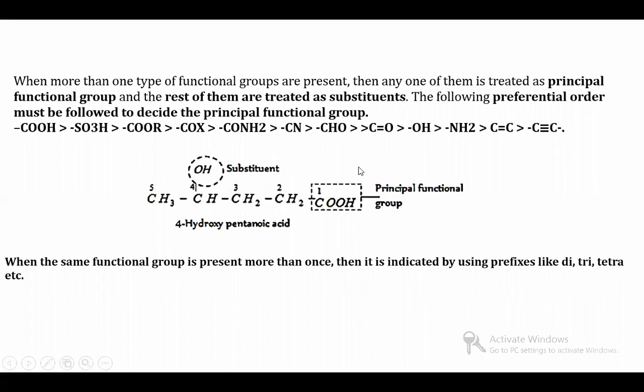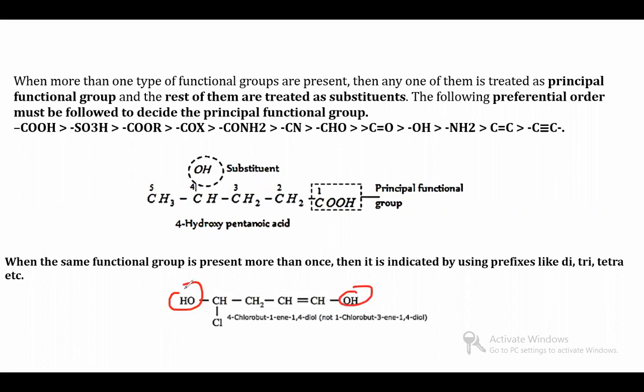When the same functional group is present more than once, it is indicated by using prefixes di, tri, or 1, 2, 3, etc. So we'll see an example. You need to observe this carbon because next I'll give a few questions. Here the OH group is a functional group, so two functional groups will be there, and that is more prior than the double bond.